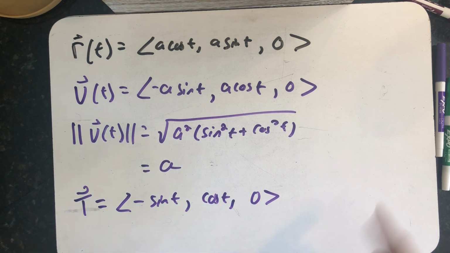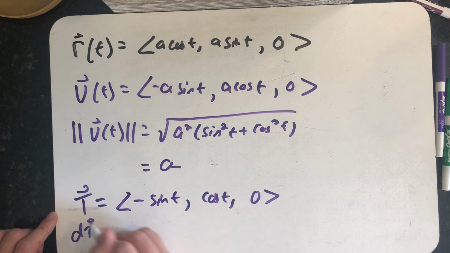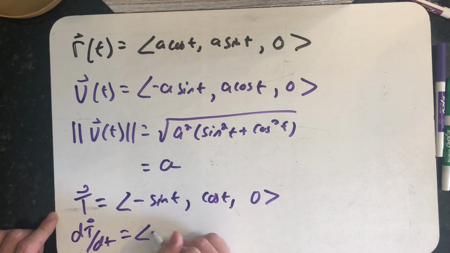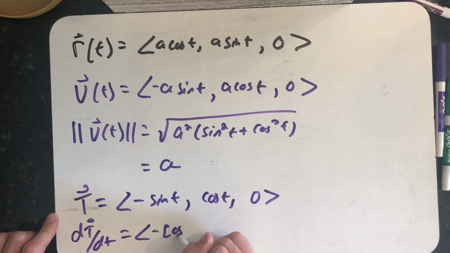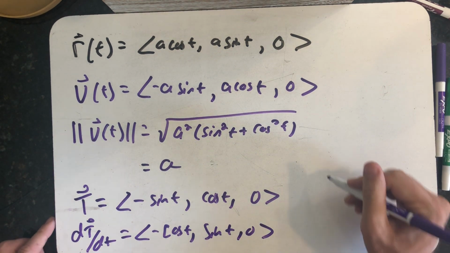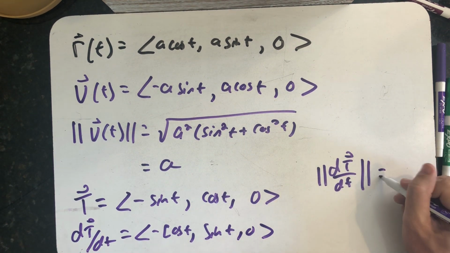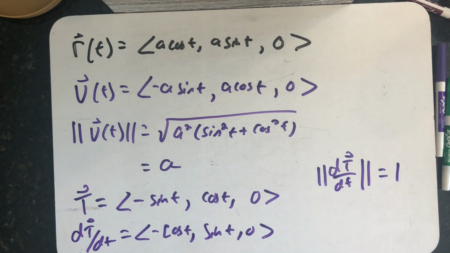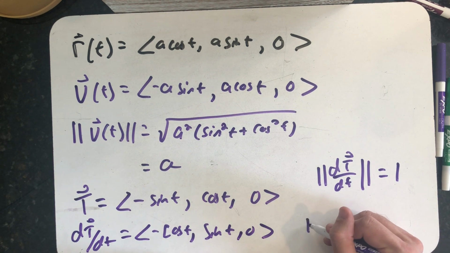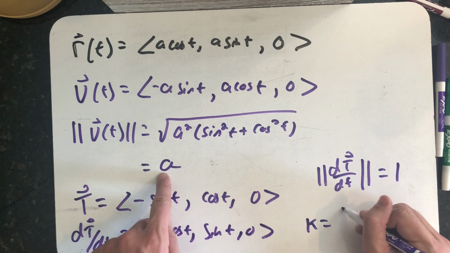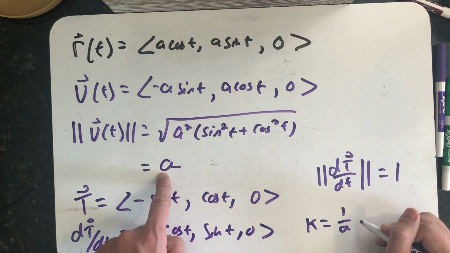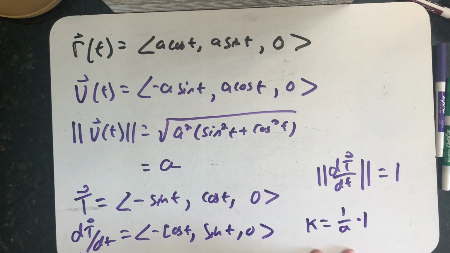We could think about that. And so now I'm ready to actually calculate curvature. I need to know the derivative of big T with respect to t, and its magnitude. Well, it's pretty easy to tell that that vector has a length of 1. So now I'm ready to calculate the curvature for this circle. Kappa equals 1 over speed times the magnitude of dT/dt. For a circle, the curvature is 1 over the radius.